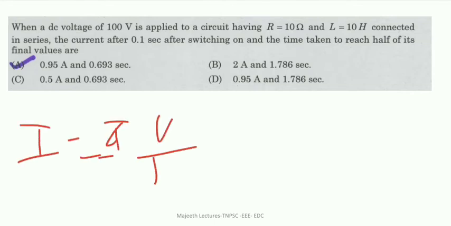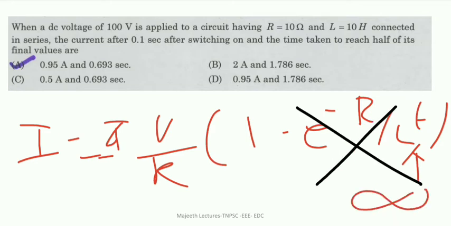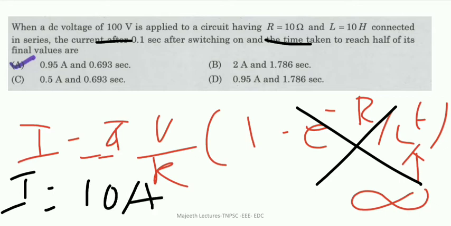What is the final value in the RL circuit? We know that I is equal to V by R into 1 minus e power minus R by L into T. Final value means T becomes infinity. So e power minus infinity is 0. So final value is I is equal to V by R. V is nothing but 100 volt, R is 10 ohm. So I is equal to 10 ampere. This is I final. Final current is 10 ampere.